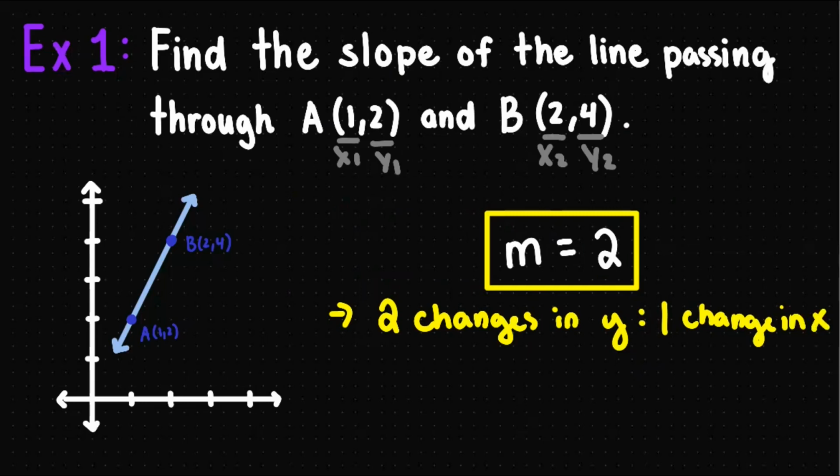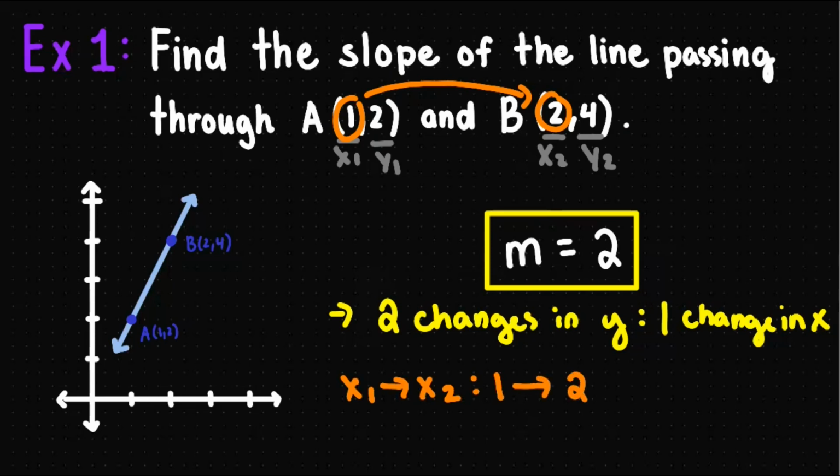So to illustrate this one, if we observe the points here from x sub 1 to x sub 2, that is given by 1 to 2. So the distance here is 1 unit.